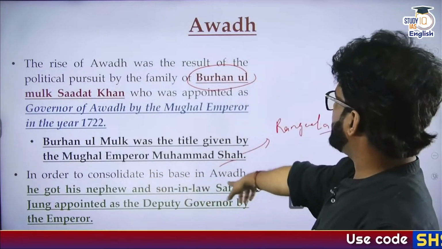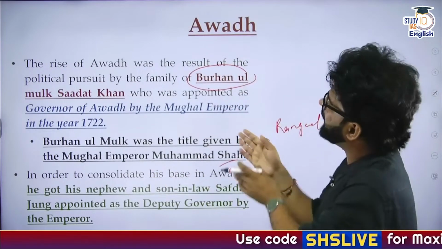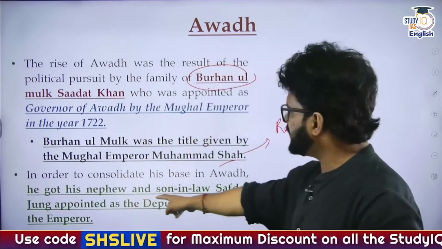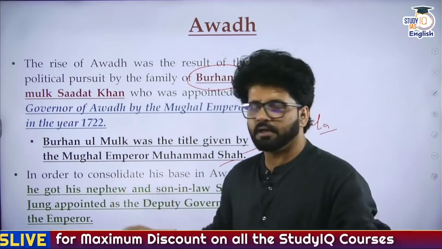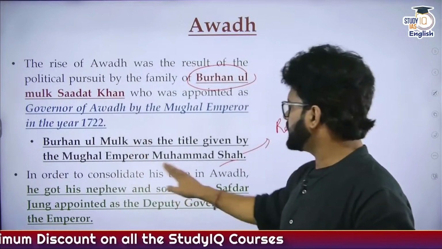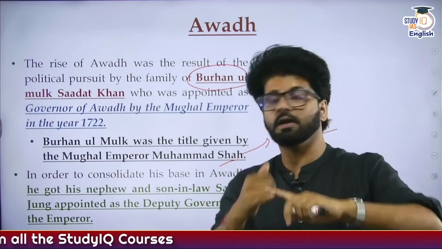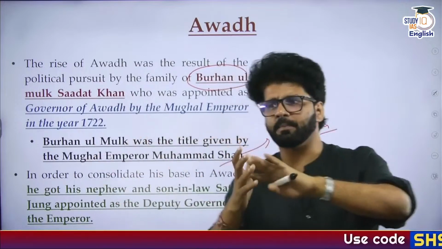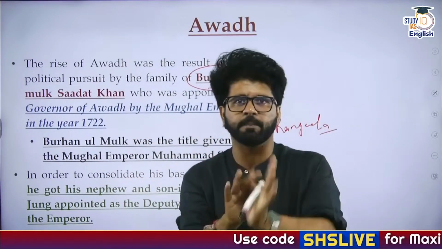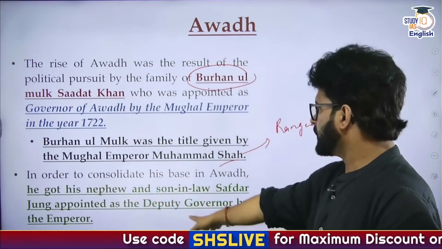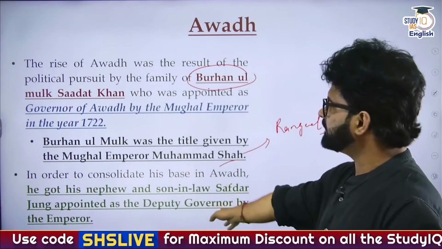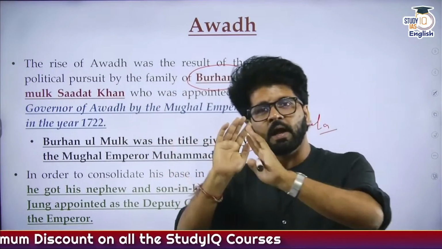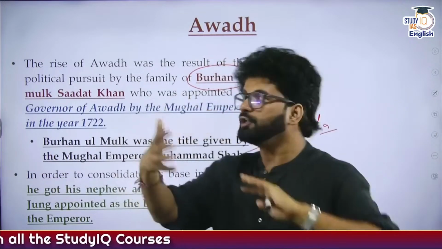So in order to consolidate his base in Awadh, what he did was he tried to ensure that after him, his successors are ruling. So his nephew and son-in-law. Here, nephew means Saadat Khan was the maternal uncle of Safdar, and Safdar was also the son-in-law of Saadat Khan, because you know these things happen. Marriages between close relatives happen in Islam, and that's what happened here. So he ensured that Safdar was the deputy governor, so that when he is gone, Safdar becomes the governor and a dynastic succession is ensured in Awadh.